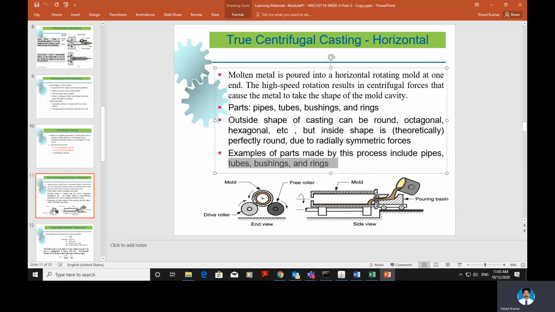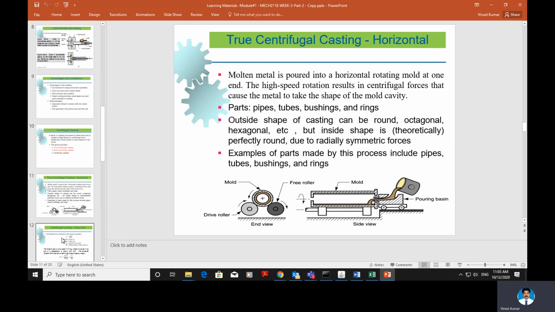As the mold rotates at high speed, what happens? Molten metal inside it will be thrown with the help of centrifugal force and attached to the surface wall of the tube of the mold, and hence it will form the shape of the mold. Hence we can produce tubes, pipes, etc. This is called true centrifugal casting.